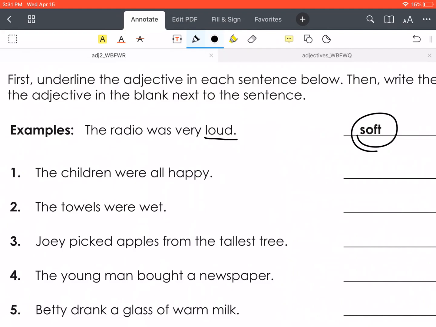Okay, so let's look at number 1. The children were all happy. What's the adjective? What's the describing word? It would be happy. Children were all happy. What's the opposite of being happy? Oh, being sad.